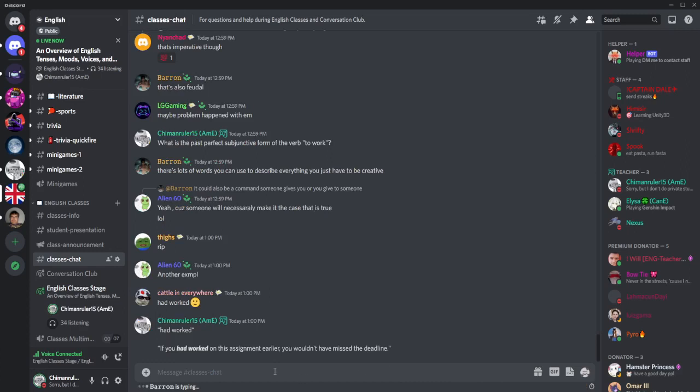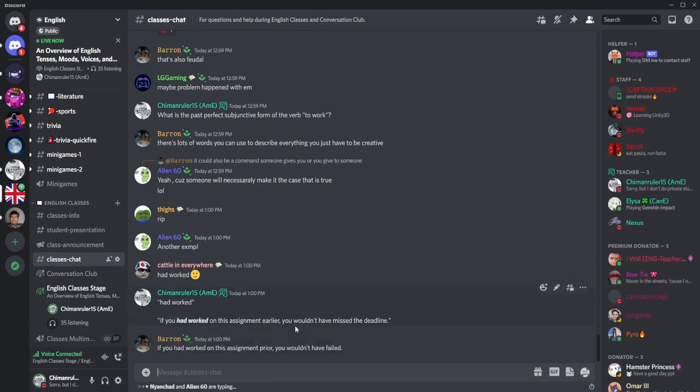And you'll notice that the past perfect subjunctive form looks exactly like the past perfect indicative form. So had worked is both indicative and subjunctive. And the difference, well, you can tell the difference from the context, obviously. It's pretty obvious. If you had worked on this assignment prior, you wouldn't have failed.